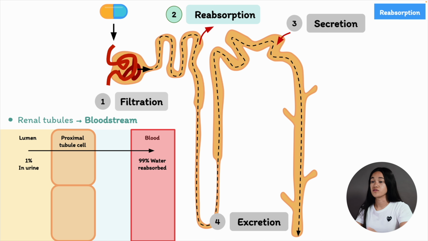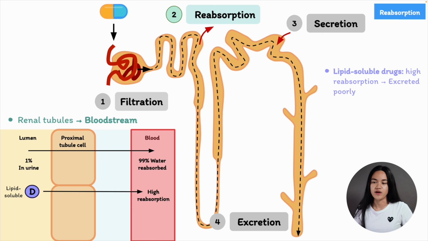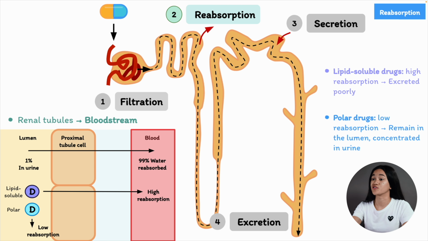Now, many drugs are lipid soluble, and so they can passively diffuse across the tubular epithelium, which is basically a lipid membrane, right? So these lipid soluble drugs can move from the tubular lumen, where they are initially filtered, to the interstitial fluid and then into the bloodstream. Now, what do we know about lipid membranes? That means that lipid-soluble drugs will be highly reabsorbed because they're able to pass through this barrier. But polar drugs, which are water-soluble, will not be reabsorbed and they will remain in the tubules and get concentrated in urine.